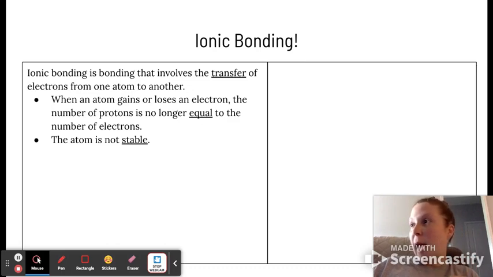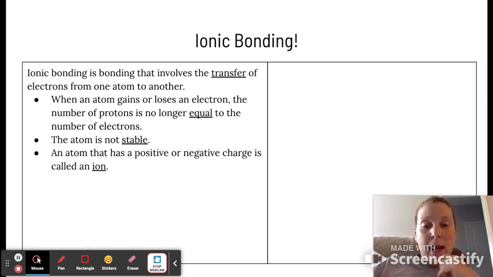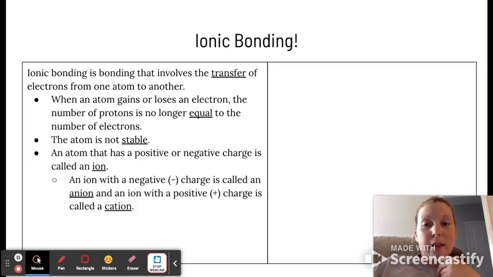So when this happens, the atom is not stable because it's no longer neutral. And just remember, again, for definition's sake, an atom with a positive or negative charge is called an ion. If it's the negatively charged ion, it's called an anion. If it's the positively charged ion, it's called the cation.